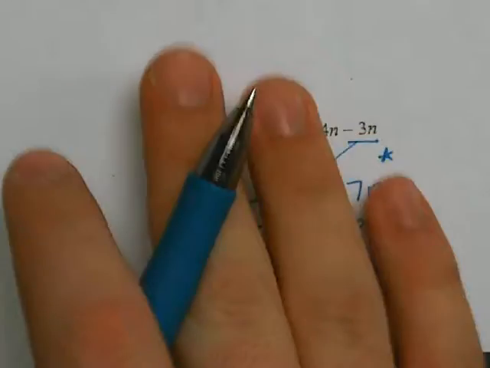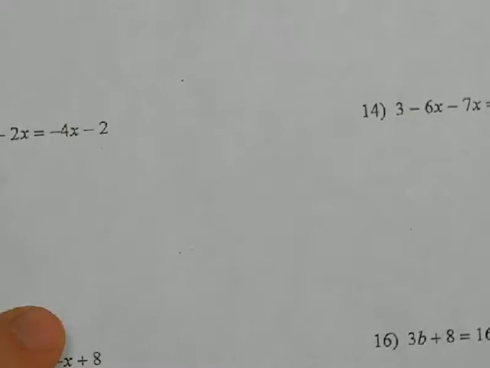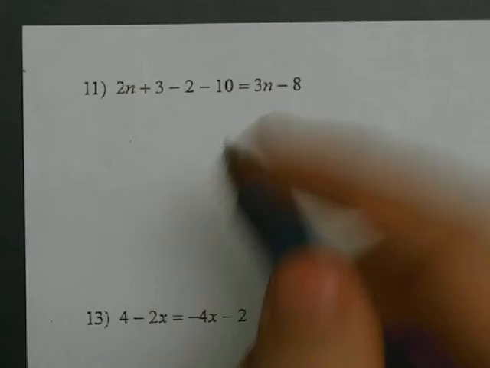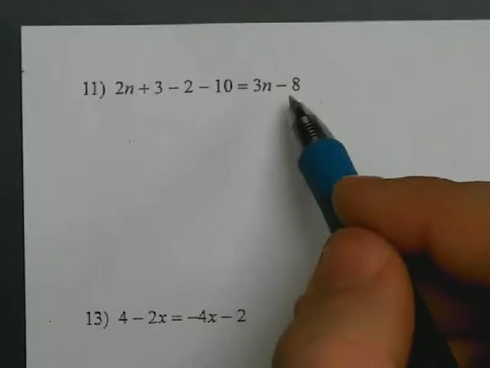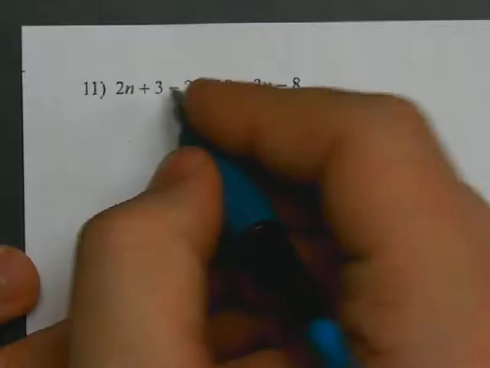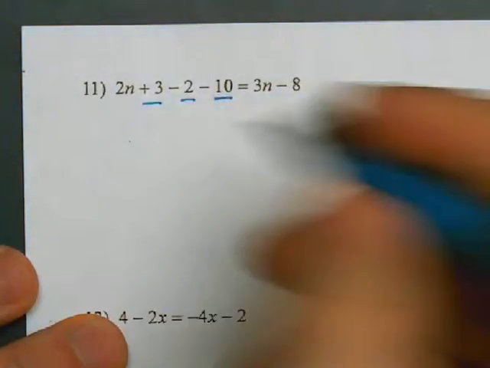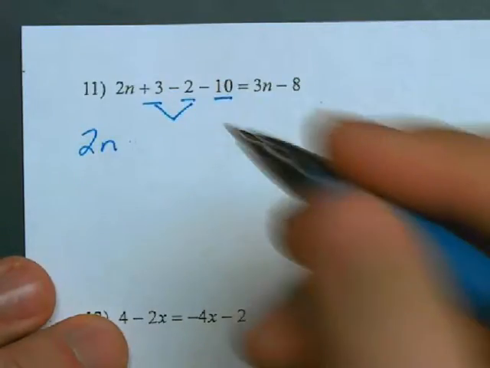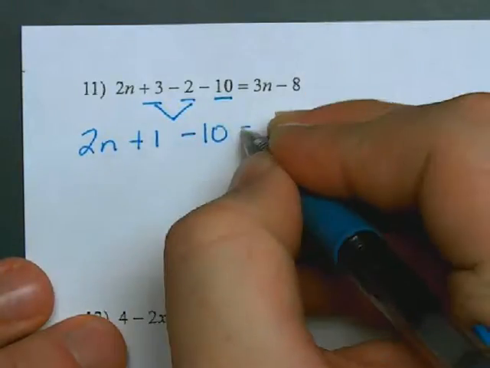I'll do a couple more for you. Let's go ahead and look at number 11. Okay, looking at number 11, 2n plus 3 minus 2 minus 10 equals 3n minus 8. So we can combine a lot of things with this number 11. We can combine 3, 2, and 10. Right? So we combine those, we get 2n, and then 3 minus 2 would be 1. So plus 1 minus 10 equals 3n minus 8.